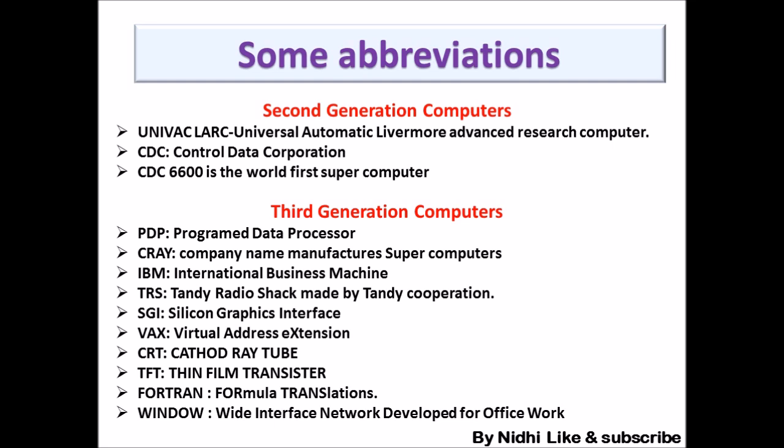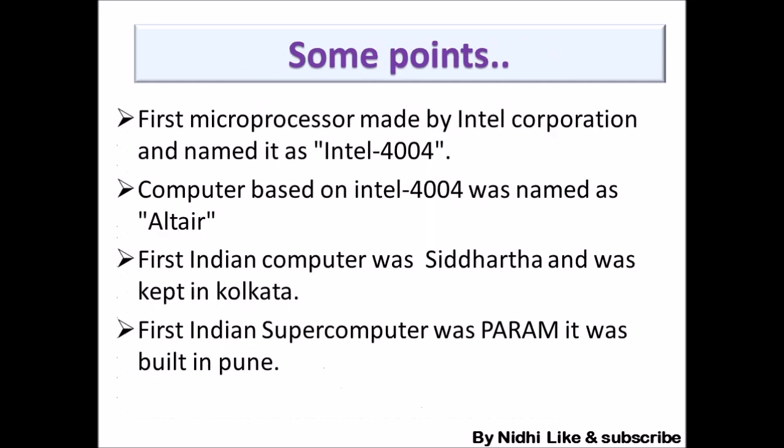SGI, Silicon Graphics Interface. VAX, Virtual Address Extension. CRT, Cathode Ray Tube. TFT, Thin Film Transistor. Fortran is a programming language, that is, Formula Translation. And Windows is Wide Interface Network for Office Work. So this is the full form of Windows. Here some points are covered.